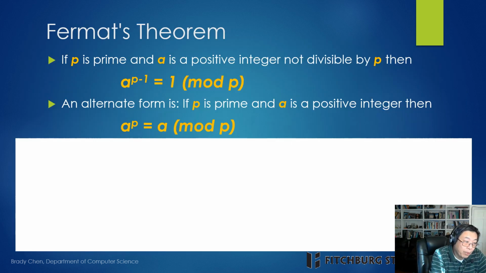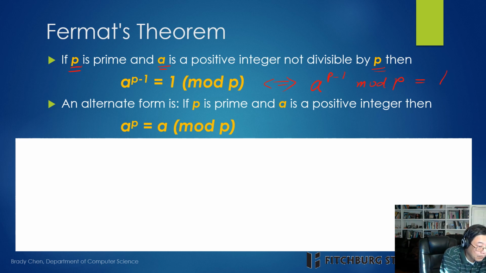So one of the important theorems in number theory is Fermat's theorem. Now the Fermat's theorem itself is very simple to understand. If P is a prime number and A is a positive integer not divisible by P, then A to the P minus 1 and 1 are congruent modulo P. In other words, that means A to the P minus 1 mod P is 1. So that's an equivalent statement.